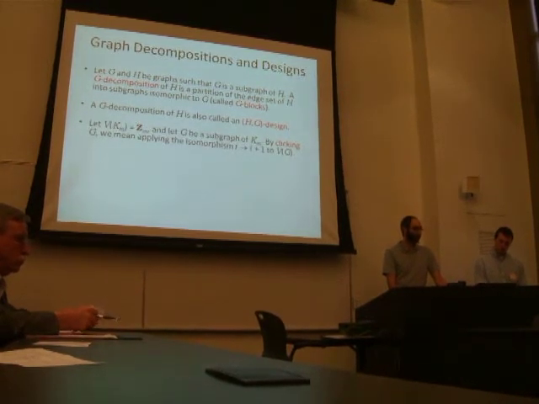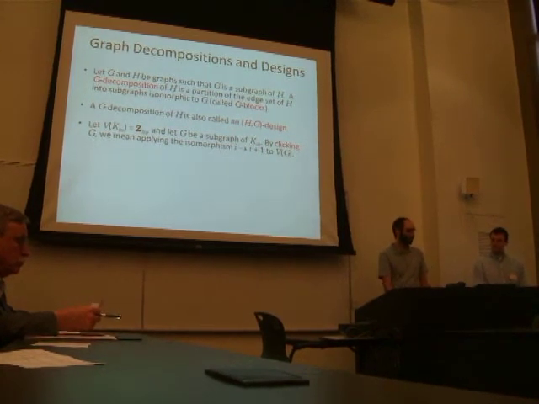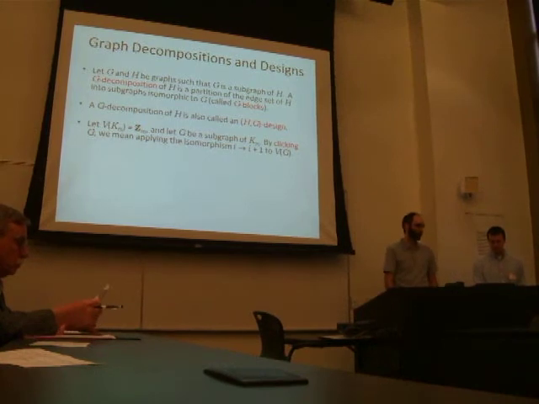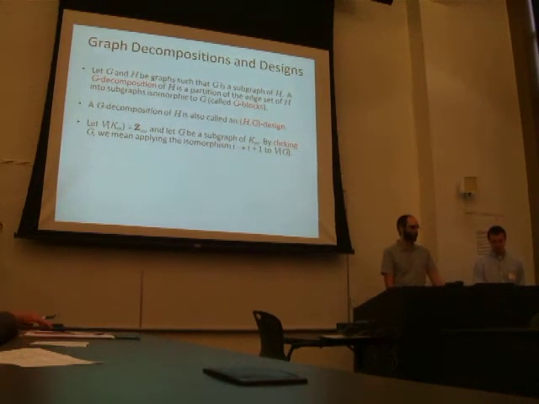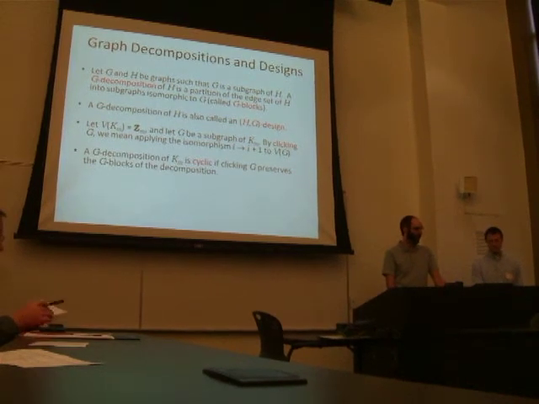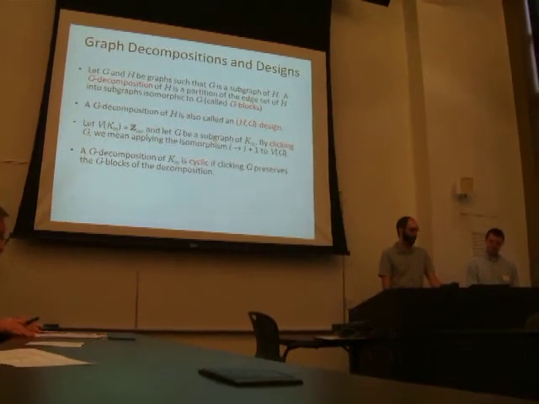Let the vertex set of Km be the integers mod m, and let G be a subgraph of Km. By clicking G, we mean applying the isomorphism i goes to i plus 1 to the vertex set of G. We'll see some examples of clicking. That's going to be a very important concept. A G decomposition of Km is cyclic if clicking G preserves the G blocks of the decomposition.